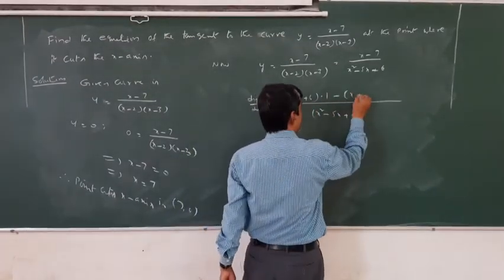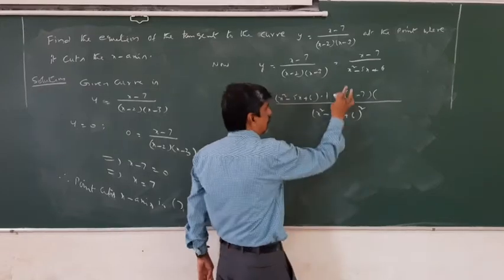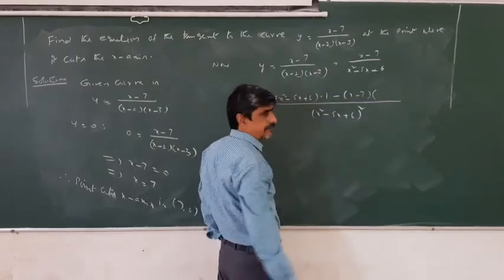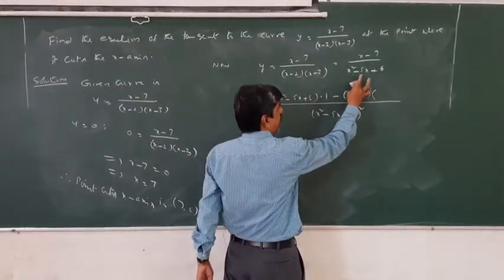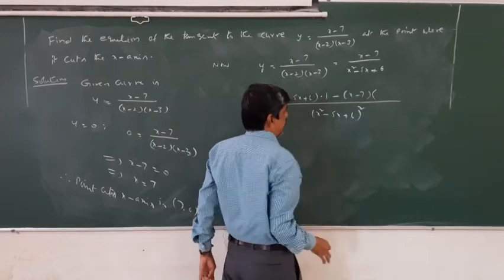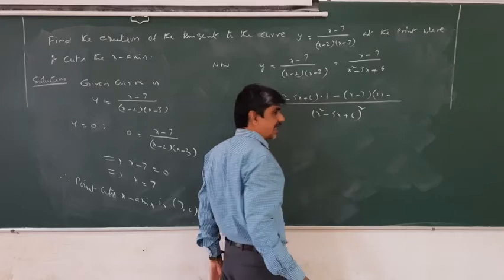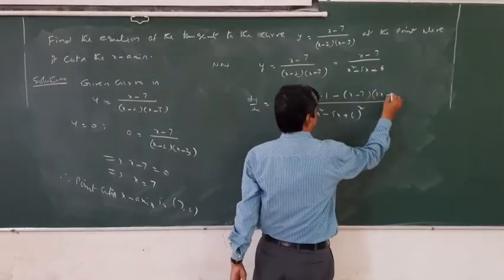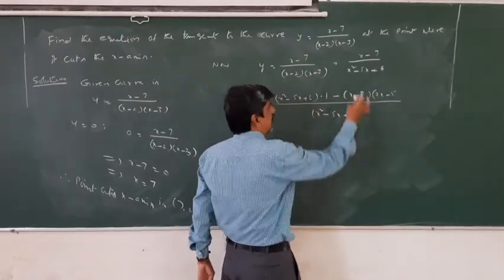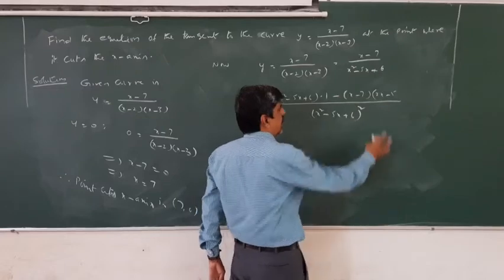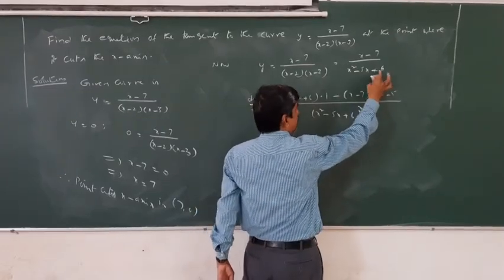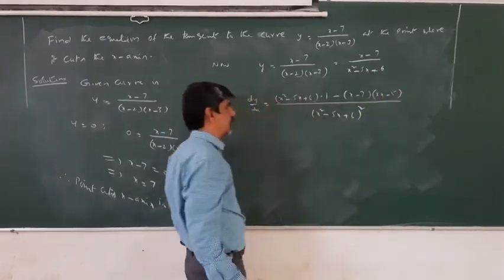Minus (x - 7) into the derivative of the denominator, d/dx of (x square - 5x + 6). d/dx of x square is 2x, minus d/dx of 5x, the constant quotient, d/dx of x is 1, so minus 5 into 1 is minus 5, plus d/dx of the constant is 0.